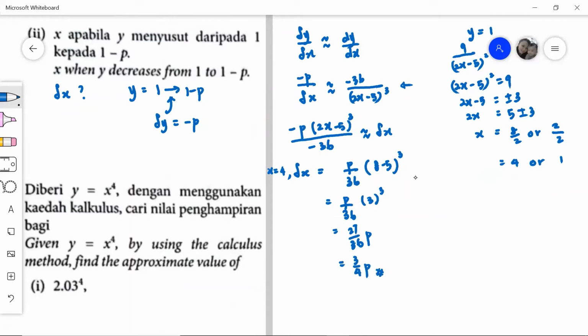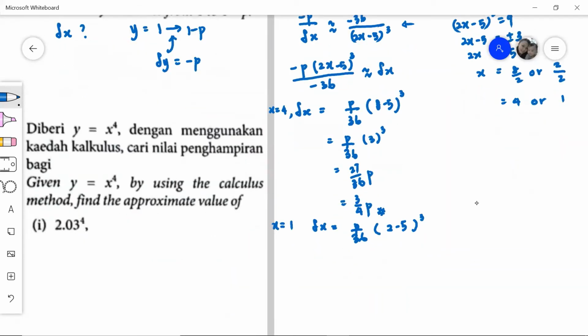Okay, and on the other hand, when x equals 1, the delta x will equal p over 36 times (2 times 1, which is 2, minus 5) to the power of 3. So 2 minus 5 is negative 3. We raise it to the power of 3 and have negative 27. So we have negative 27 p over 36. Therefore, we have negative 3 over 4 p. In short, delta x is approximately plus or minus 3 over 4 p.